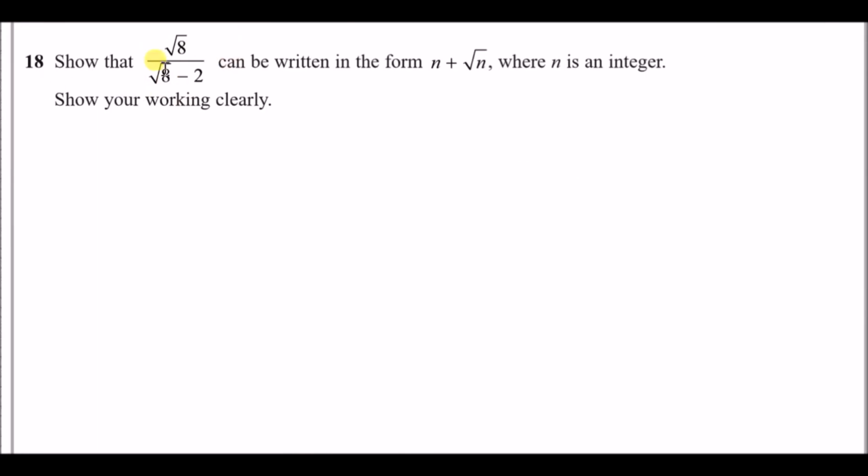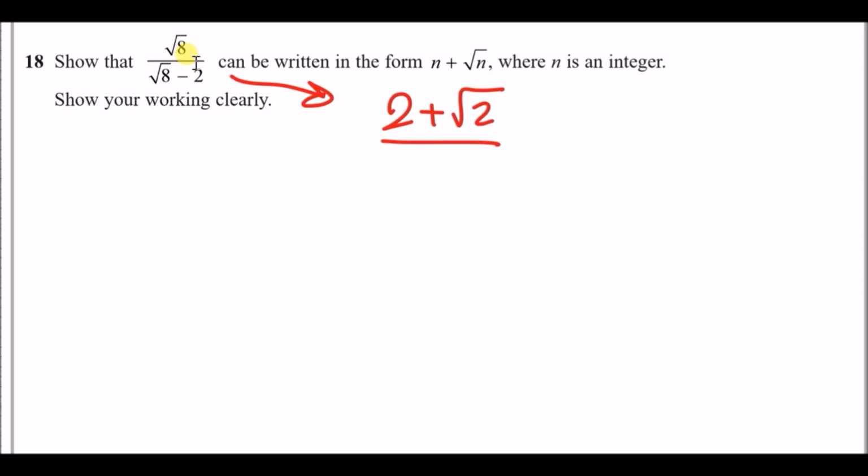Show that this fraction can be written in the form like this, where n is an integer, in other words, a whole number. Show your working clearly. Now, the cool thing about these questions is that you can actually throw this in your calculator. If you put all of this in at once, you're going to get a result of exactly 2 plus root 2. Now, this is what they want you to have. But to get to this step, you need to show enough evidence that you got it. So that's what we're going to do. We're going to show enough tricks to get you the marks every time.